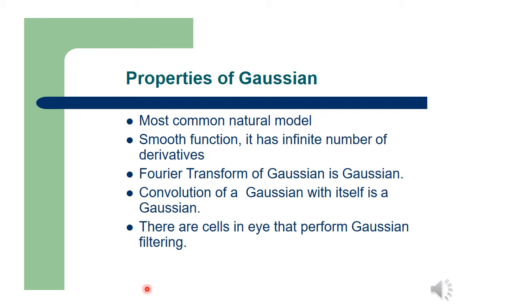And an important property of Gaussian is that there are some cells in our eye that actually perform Gaussian filtering in the human body. So these are very interesting properties of Gaussian.